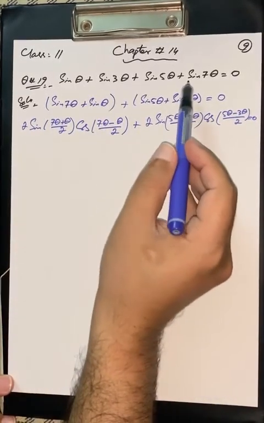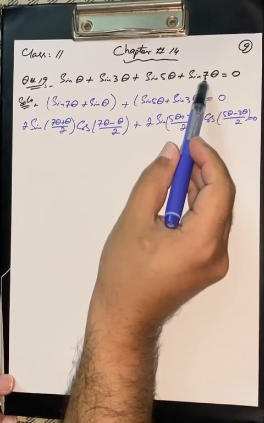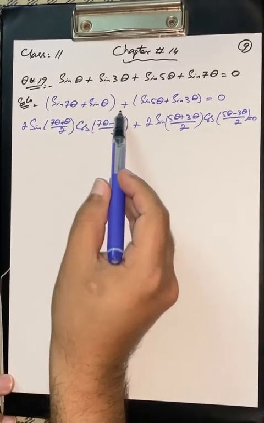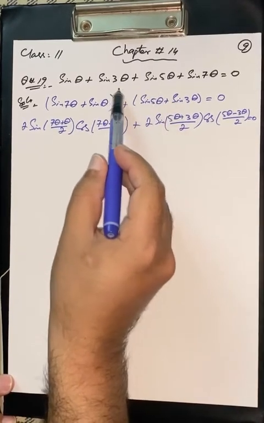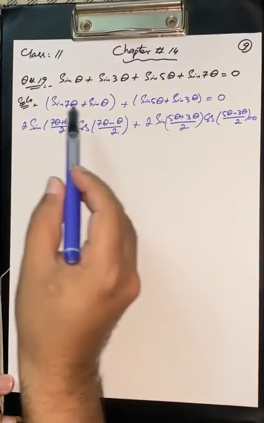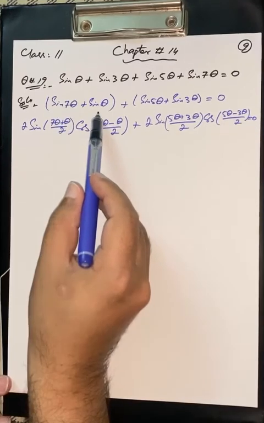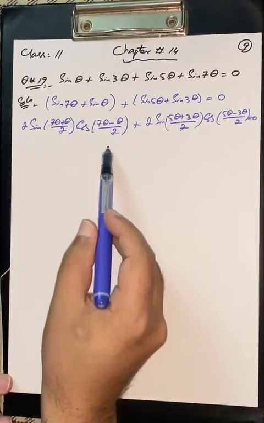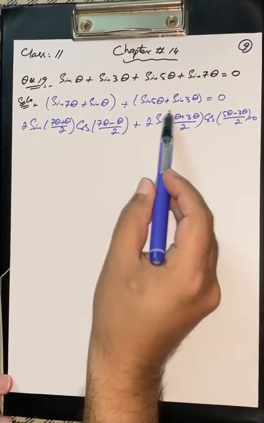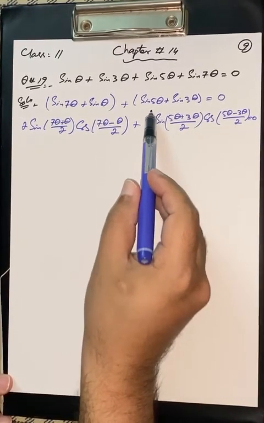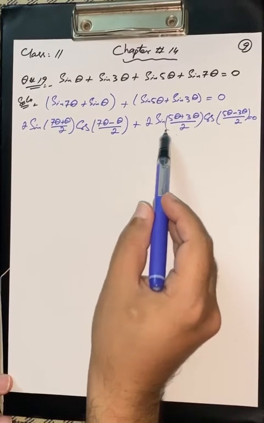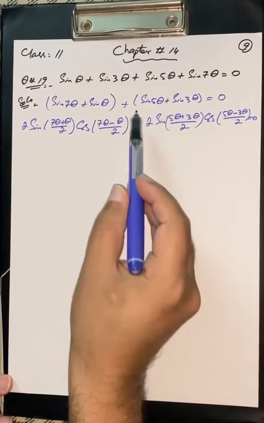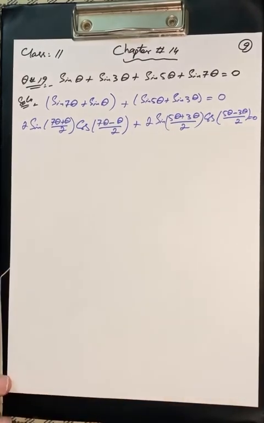Solution. Here you saw I joined the biggest angle with the smallest one: sine 7 theta plus sine theta, plus now sine 5 theta with sine 3 theta, which were left behind. Here we apply the formula sine alpha plus sine beta equals 2 sine (alpha plus beta) by 2 cos (alpha minus beta) by 2, and here also we apply the same formula. So in the place of alpha and beta you write their given angles.